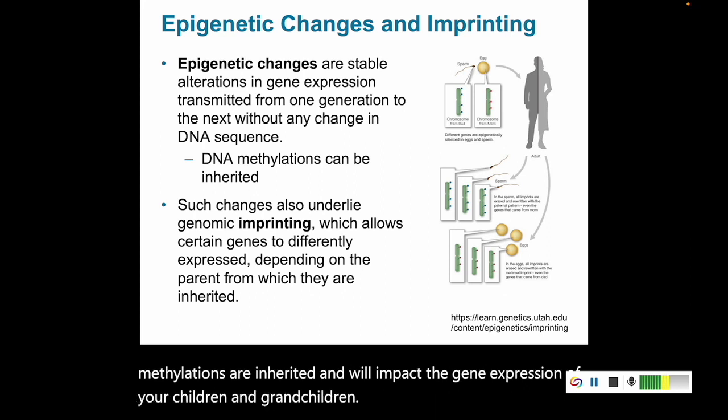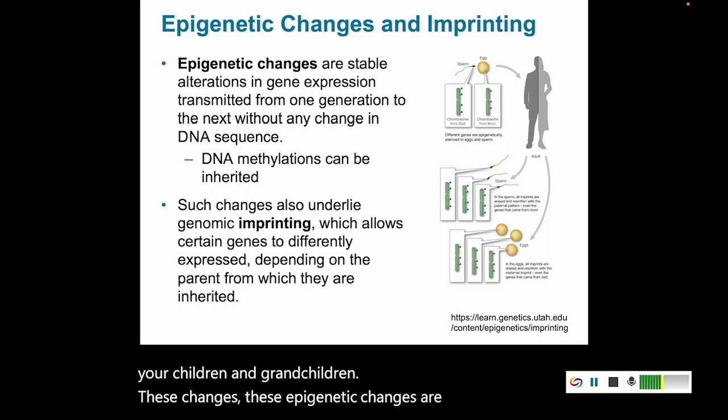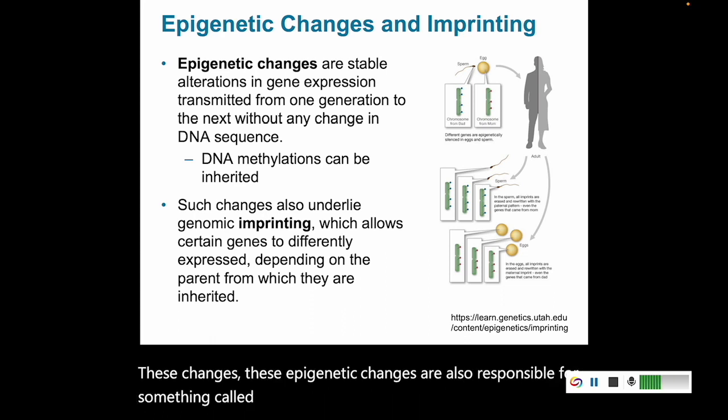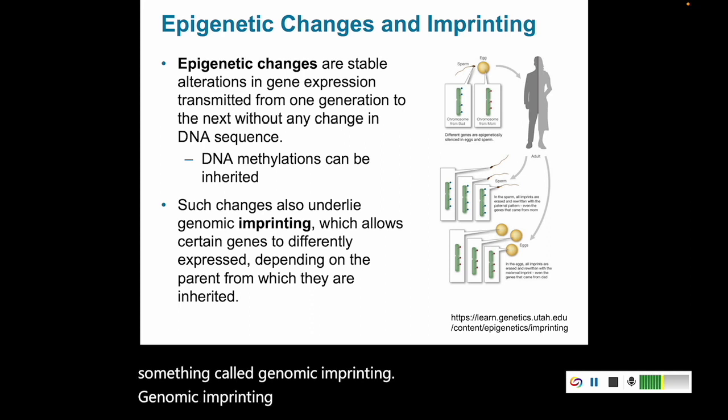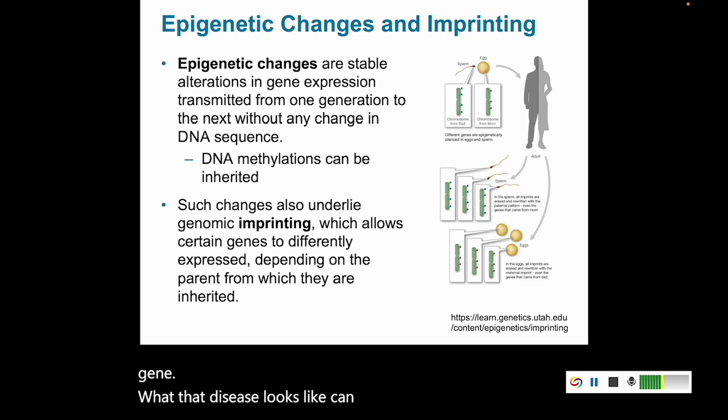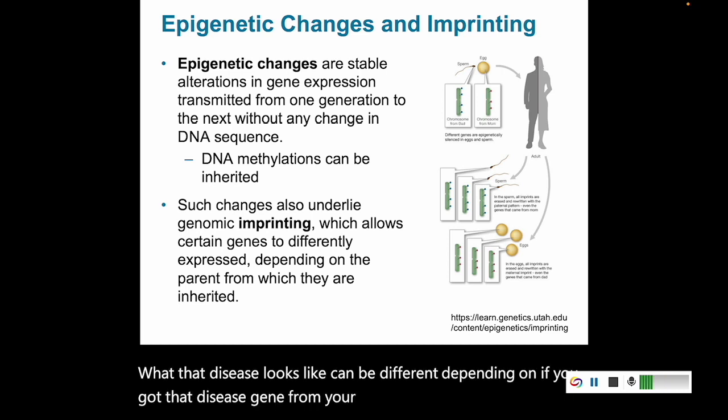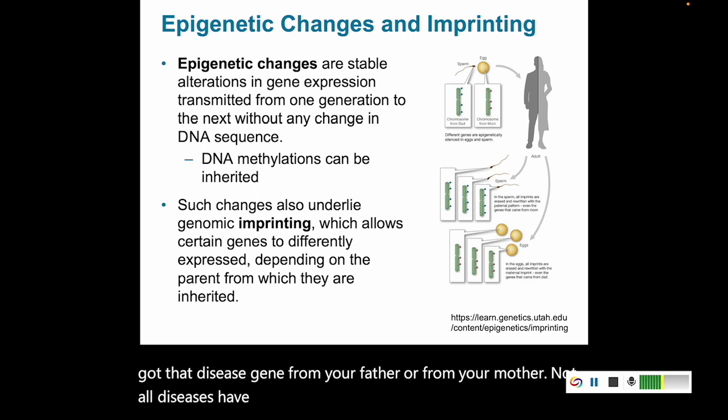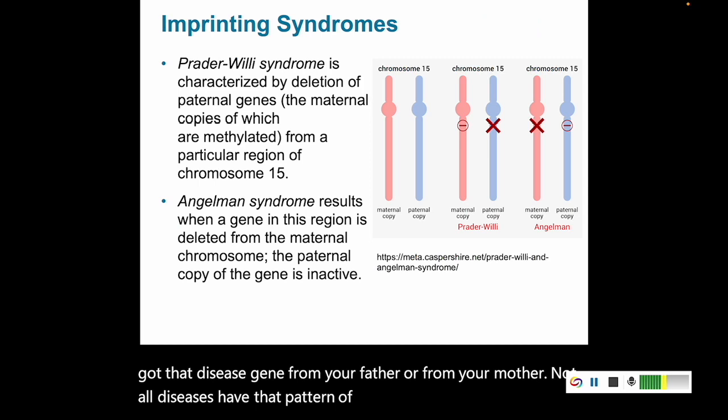These epigenetic changes are also responsible for something called genomic imprinting. Genomic imprinting means that if you inherit a diseased gene, what that disease looks like can be different depending on if you got that diseased gene from your father or from your mother. Not all diseases have that pattern of imprinting. One that does is Prader-Willi or Angelman syndrome.